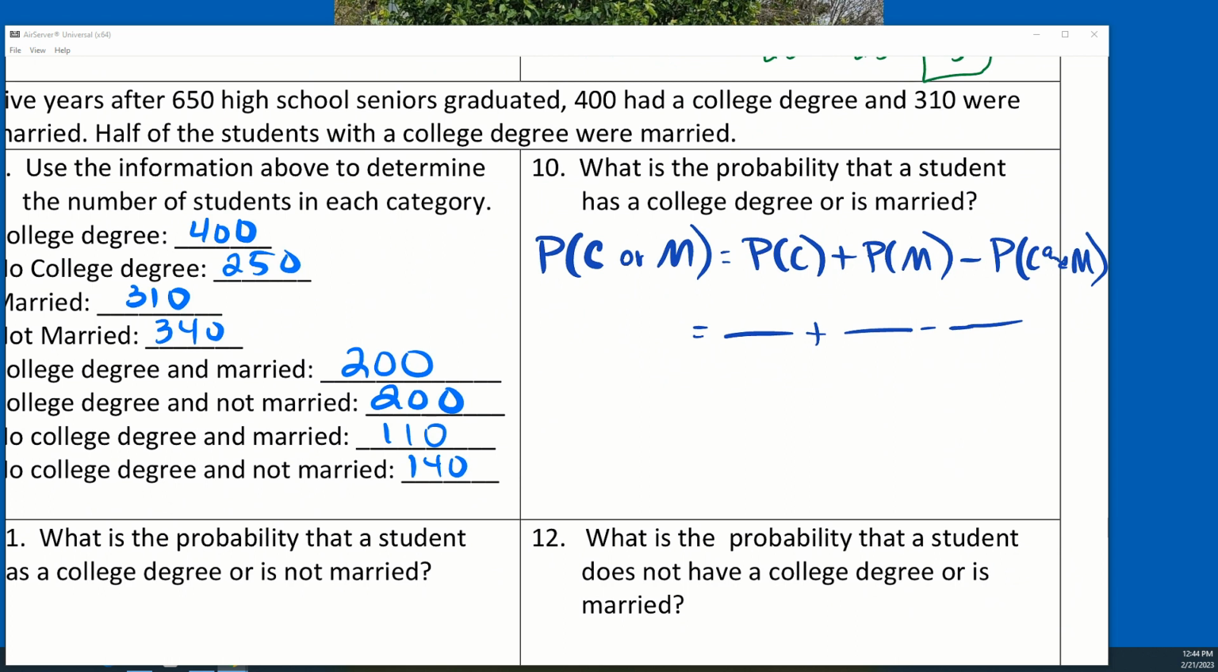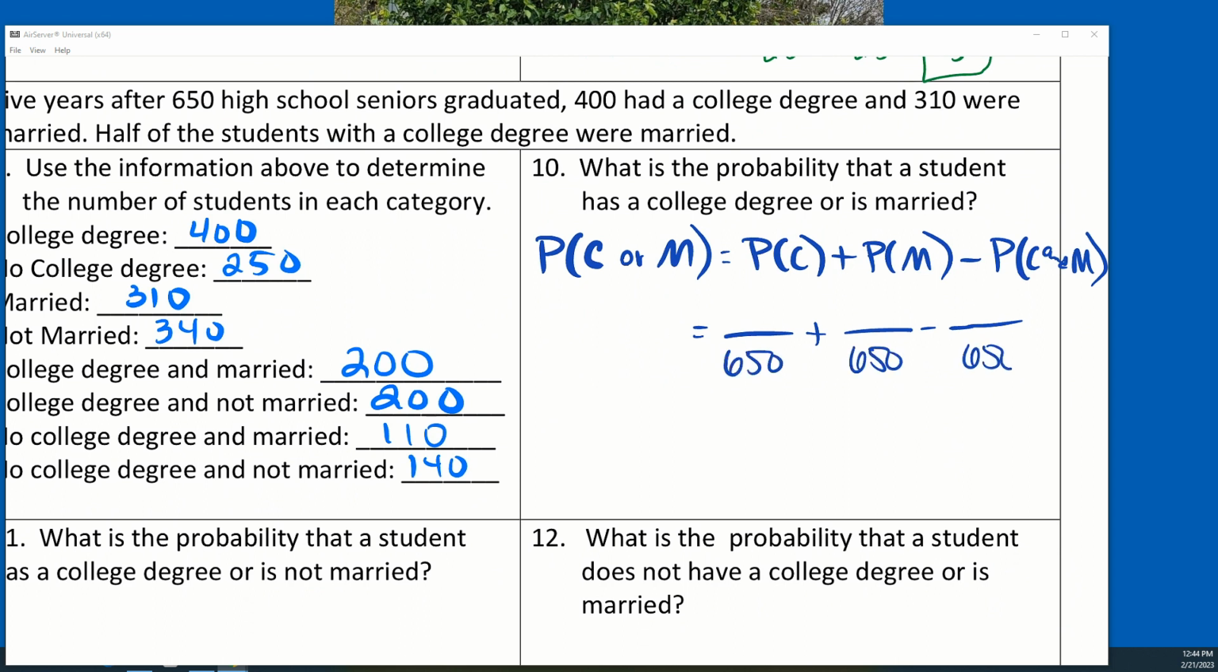So what do you guys think should be on the bottom? Wouldn't we zero them? If you did it that way? Nope. Because it's college plus married, then you're minusing how many have both. This is how many people went to college. This is how many people were married. You're basically subtracting away the ones that were counted for college and counted for marriage. So what should go on the denominator? Good. Total number, which is 650.